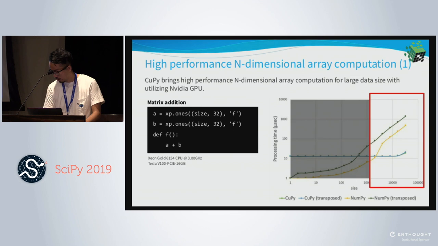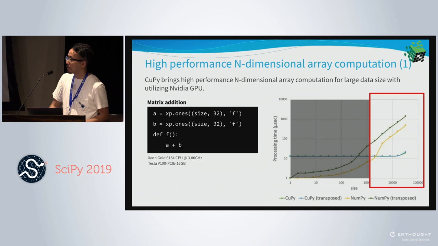Then next, the second point of CuPy's benefits, high performance in n-dimensional array computation. CuPy brings high performance in n-dimensional array computation for large data sizes by utilizing Nvidia GPUs. Here is a simple benchmark of matrix addition, creating two matrices and adding them. Then the right side is the chart of the measured result. The horizontal axis is the size of the matrices, and the vertical axis is the processing time. So lower is better.